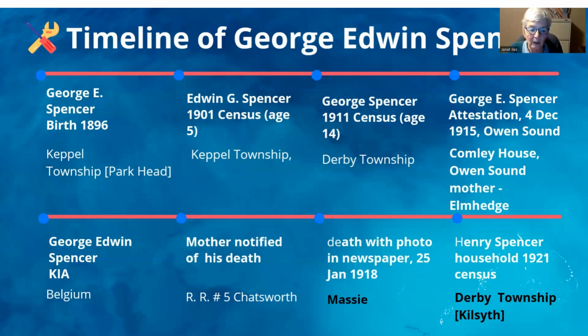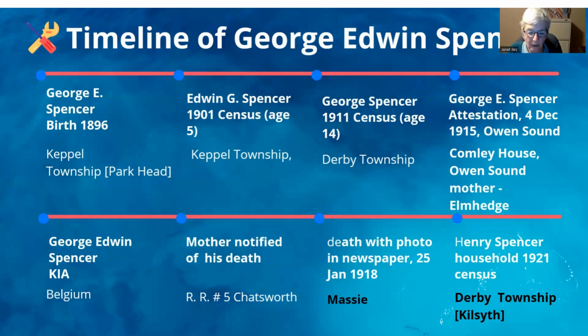He died in Belgium. When his mother was notified of his death, they were living at RR5 Chatsworth, but we didn't know exactly where that was. But the photo in the newspaper also indicates that he was at Massey. And his father and mother and some of his siblings were still living in 1921, in Derby Township. But at this point in time, they are living around Kilsyth.